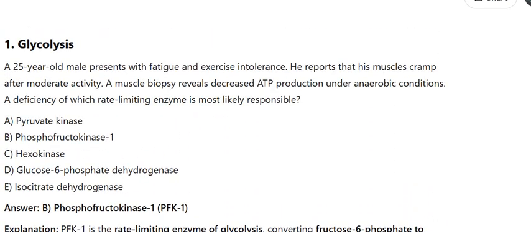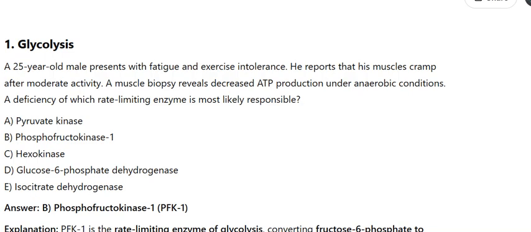1. Glycolysis. A 25-year-old male presents with fatigue and exercise intolerance. He reports that his muscles cramp after moderate activity. A muscle biopsy reveals decreased ATP production under anaerobic conditions. A deficiency of which rate-limiting enzyme is most likely responsible? A. Pyruvate kinase. B. Phosphofructokinase 1. C. Hexokinase. D. Glucose 6-phosphate dehydrogenase. E. Isocitrate dehydrogenase. Answer: B. Phosphofructokinase 1, PFK1.